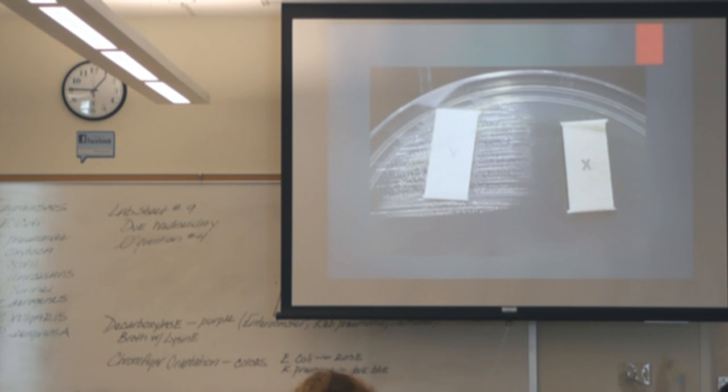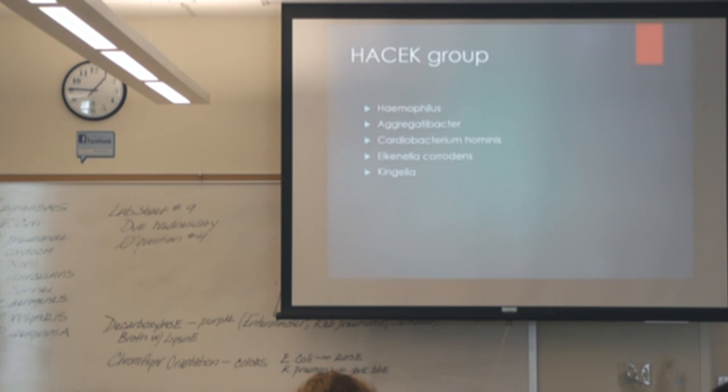That's what the X and V look like right there, okay? They have these strips that they put on the plate. All right, so the grouping, here's the rest of your group that's together. These are the rest of your organisms that are in this group, okay?